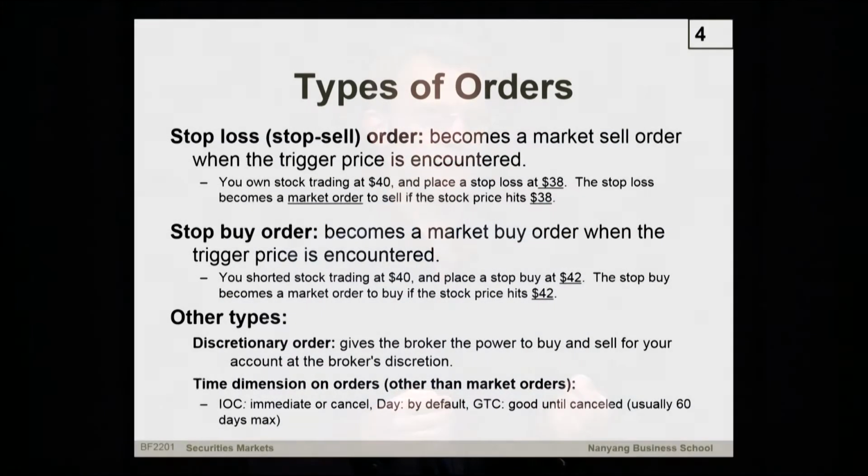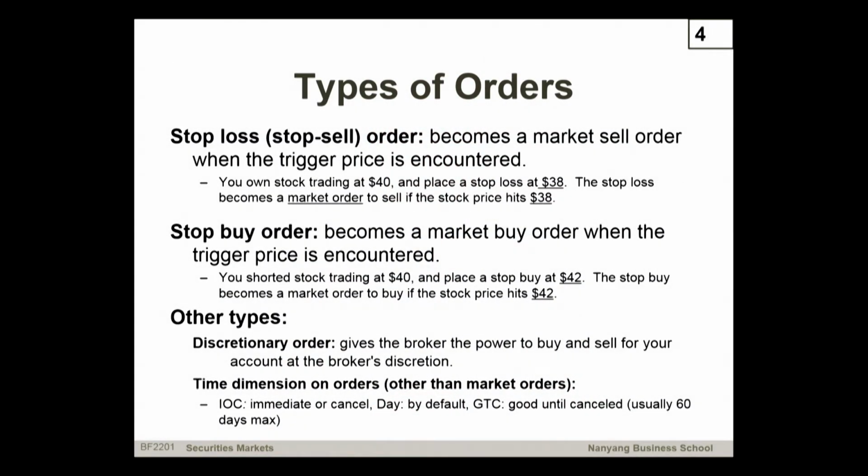A couple of other types of trades. A discretionary order is where I allow a broker to buy or sell on my behalf, and it's often used by investment advisors for some types of clients that want to give discretion or power to trade to the investment advisor. And the last thing I want to talk about is the time dimension of an order.